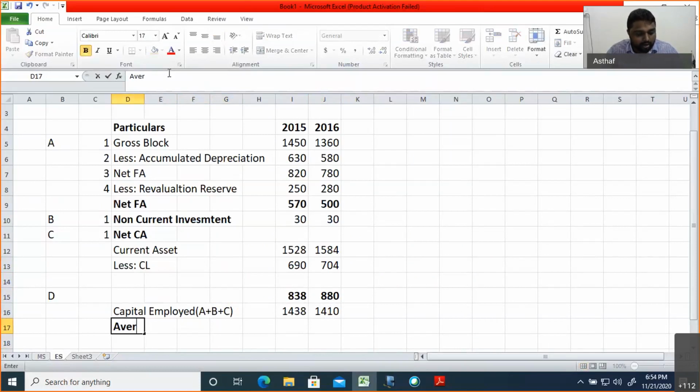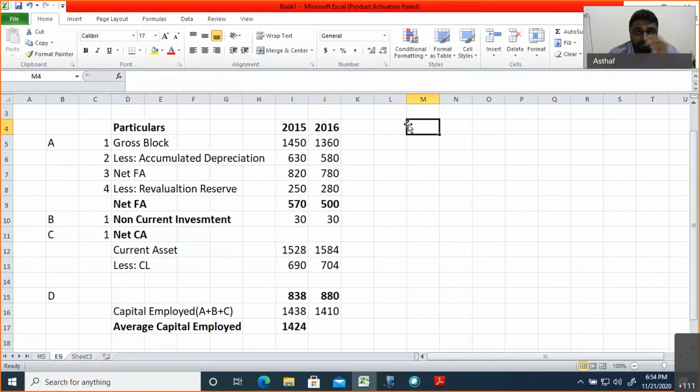We have to find out the average capital employed. What is the average capital employed? Some of the friends already got the answer. So very good. It will be 1424. So make a copy very fast. My dear friends, this will be very important.